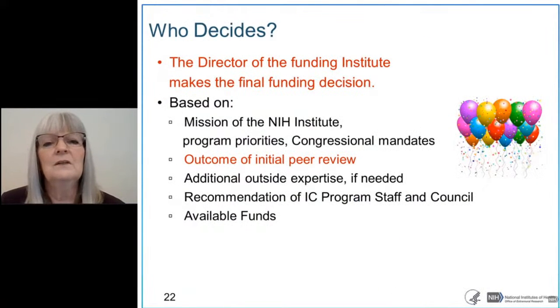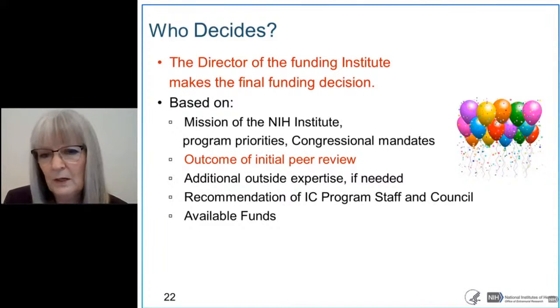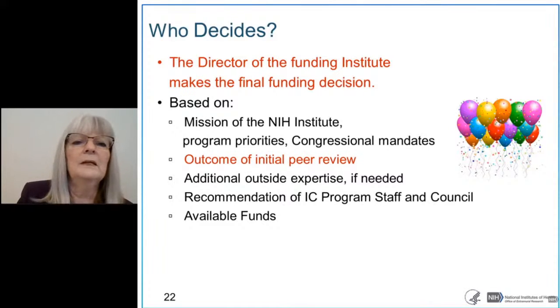That is the director of the NIH Funding Institute who makes the final funding decision. Now, the outcome of initial peer review is a very important component in that decision, but it's not the only one. The director must also assess the fit with the mission of the Institute, program priorities, or congressional mandates. They sometimes consider additional outside expertise if needed. They listen to the recommendations of their council and their own program staff. And of course, they have to consider how much money they have available to spend.